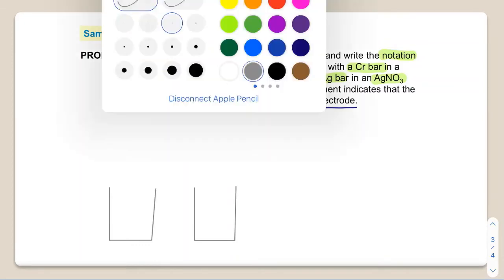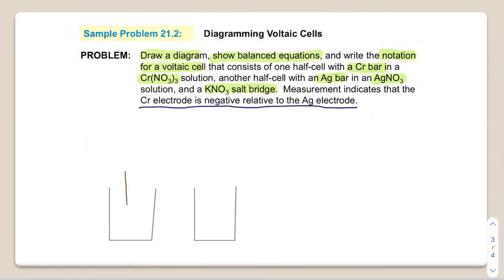We have two beakers. In each beaker we have an electrode. This is the first electrode. Label it as a negative terminal for anode. And this electrode is actually a chromium solid. And then we have a second electrode in the second beaker. It is labeled as silver. And this is our positive terminal. Both of these two electrodes are connected by a voltmeter.